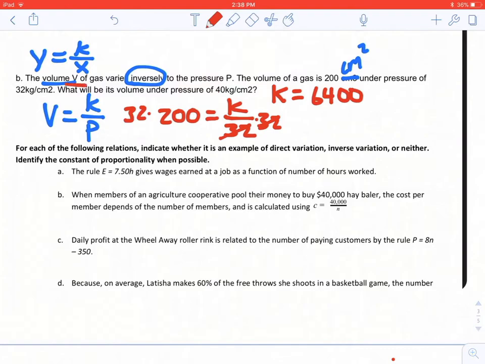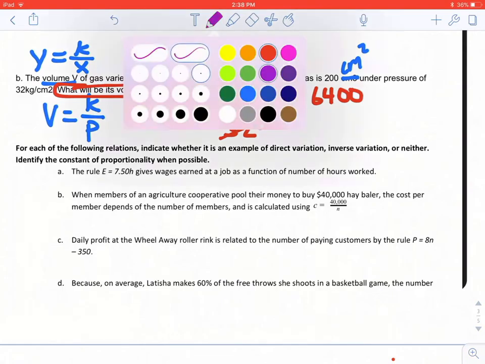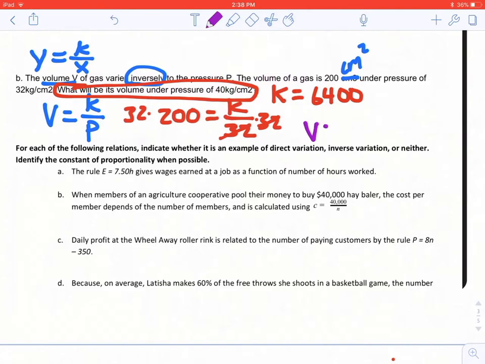And then it wants to know what will be its volume. So we have to go back and fill in some information to figure out this last part of our question. What will be the volume under a pressure of 40? Take your new K value, which you now know is 6,400, and divide it by the pressure, which is 40, and you get 160.